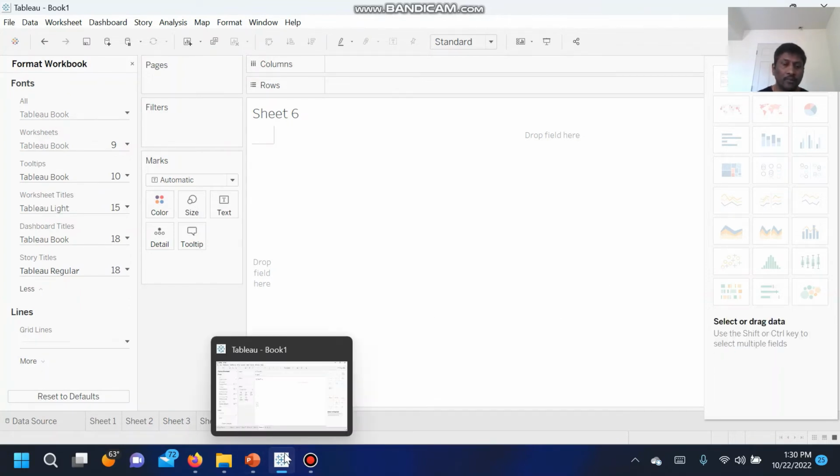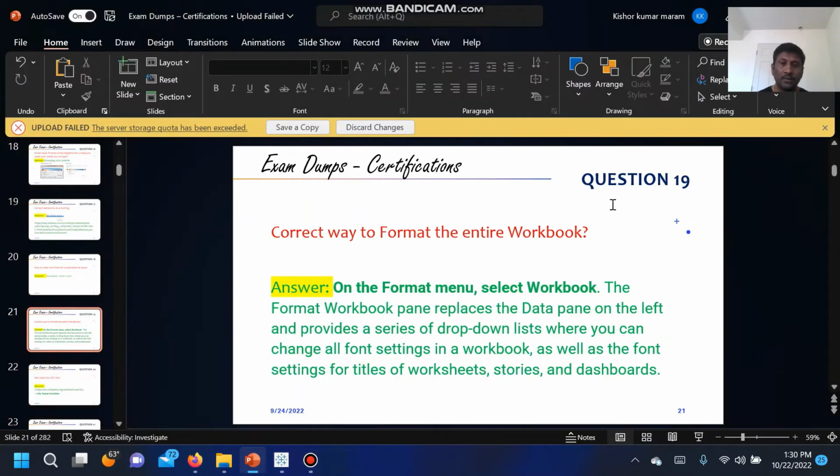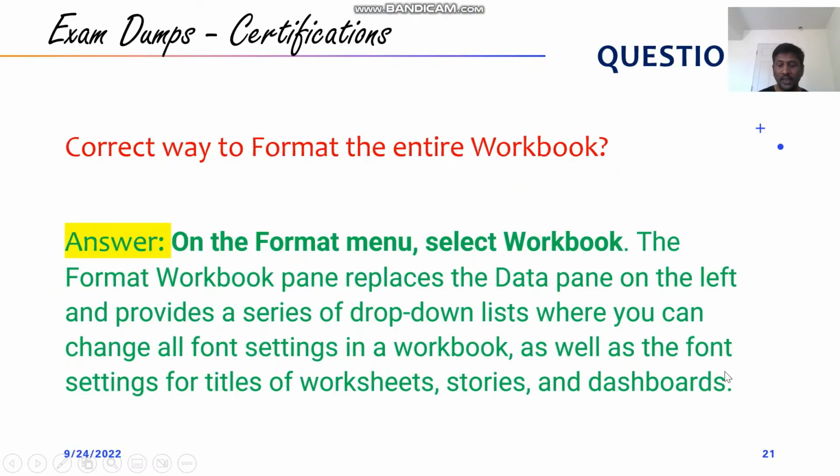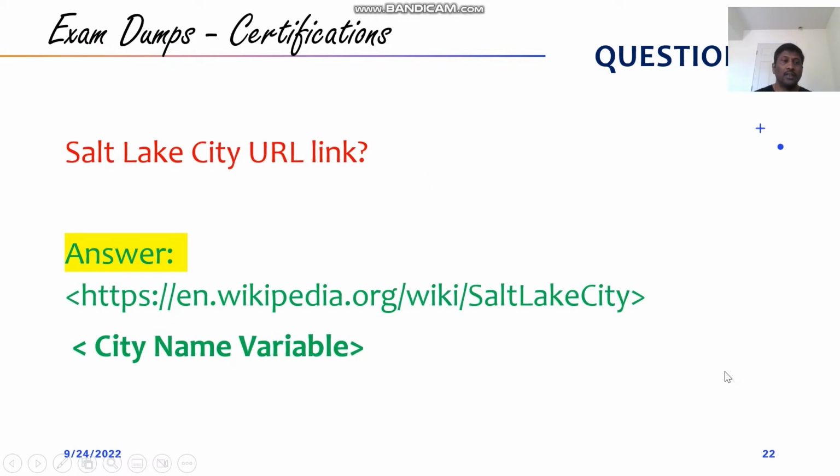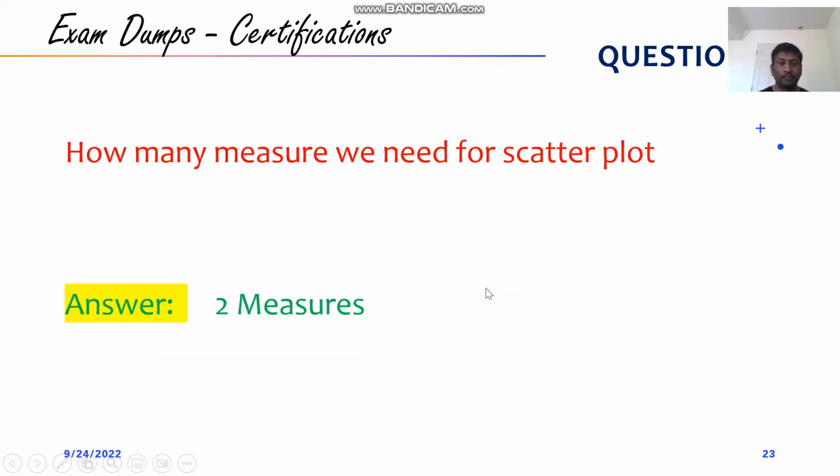Okay, moving on to our next question: Salt Lake City URL links. The answers are multiple. Here it is going to look like this: https wikipedia.org wiki Salt Lake City. This city name is a parameter value, a variable which is replaced. So based on your selection, it will change.